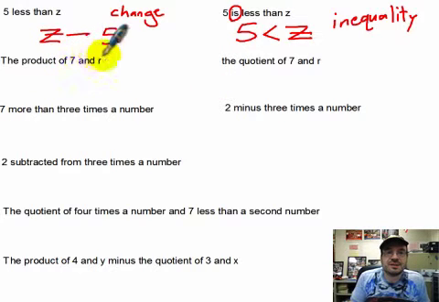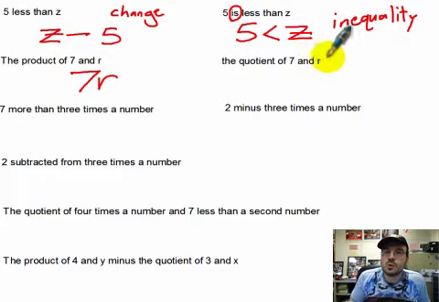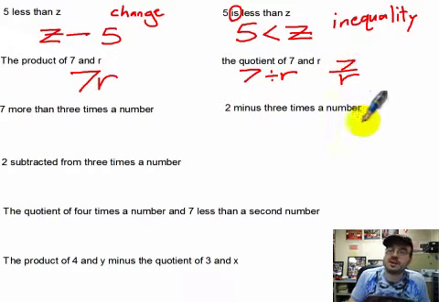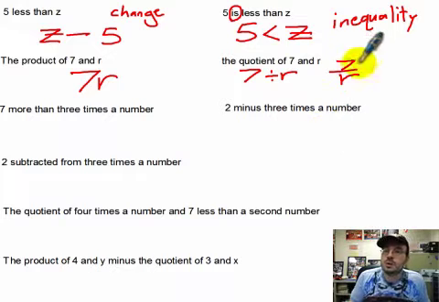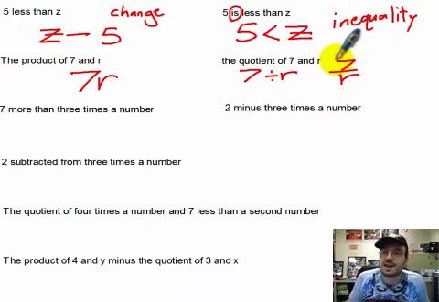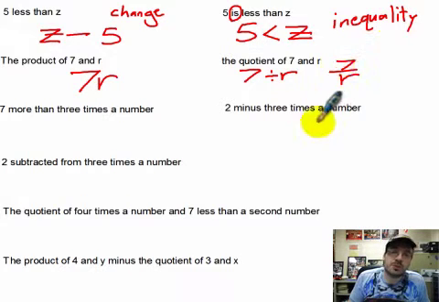The product of 7 and r is 7r. The quotient of 7 and r, that means divide, so you could do 7 divided by r. Or you could do 7 over r, because as you may or may not know, fractions mean division. Actually, my cousin taught me that when I was a kid. She said fractions mean division. So I never knew that before, but then I did.